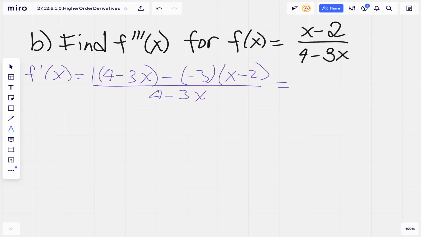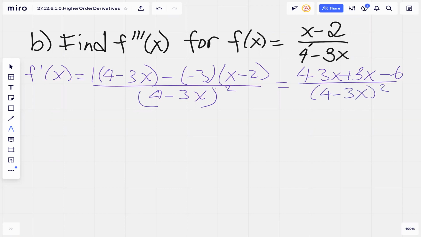And what do we end up with? 4 minus 3x plus 3x, my mistake, plus 3x minus 6 over 4 minus 3x all squared. And this equals, let's try and clean up the top. Oh, that's interesting. Does that work out? That works out nicely. The 3x's cancel out, and we're left with negative 2 in the numerator.